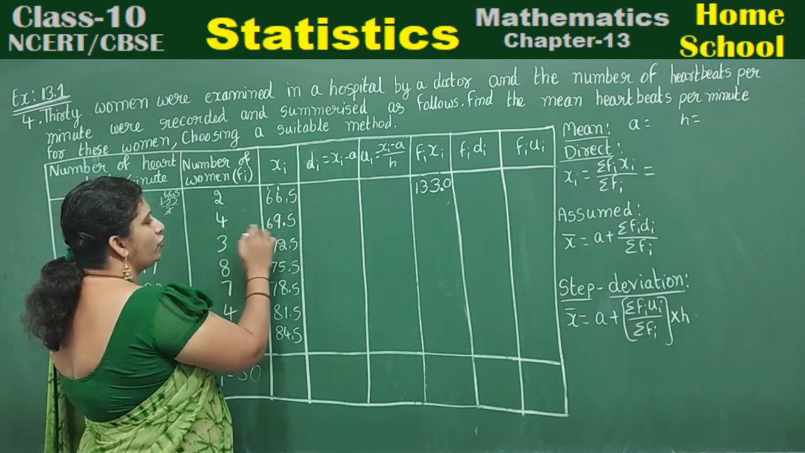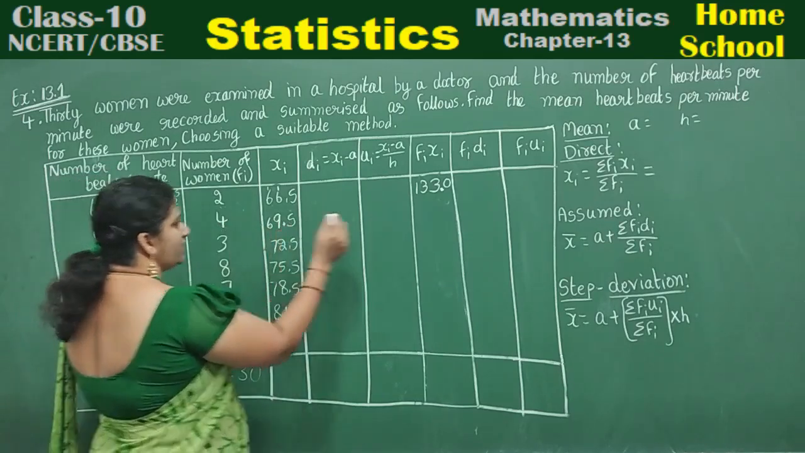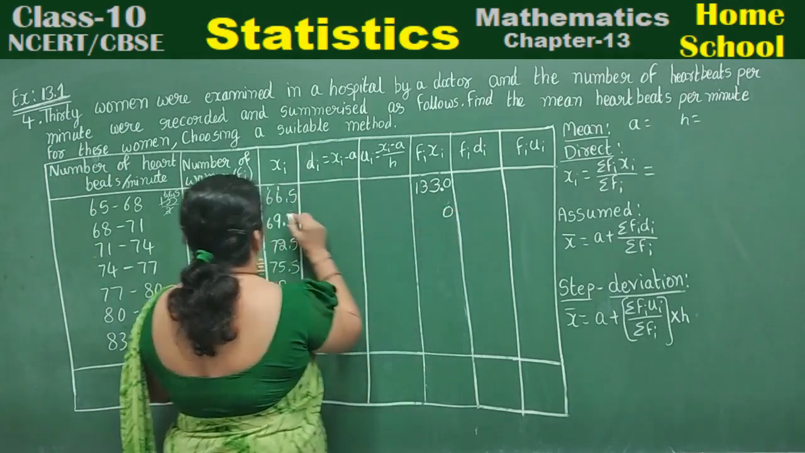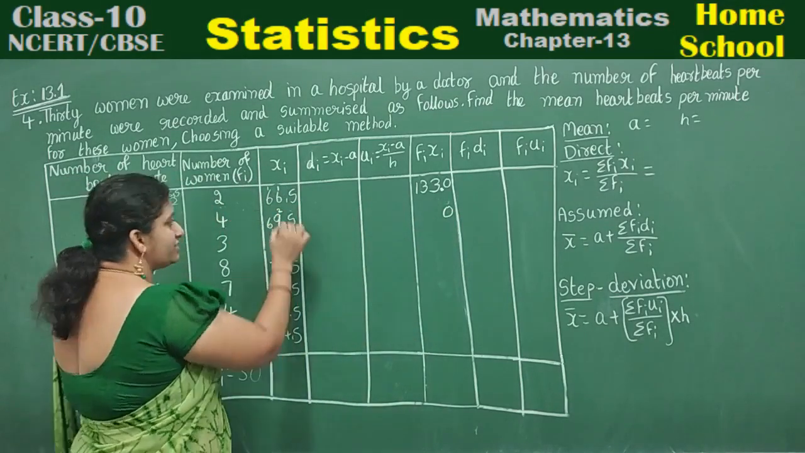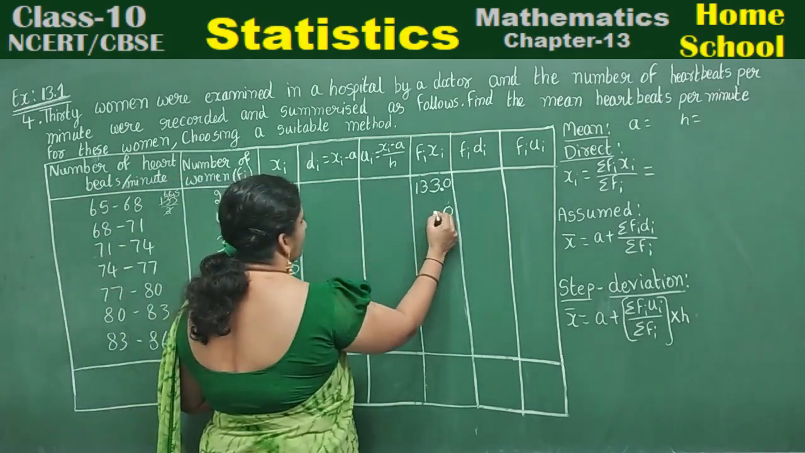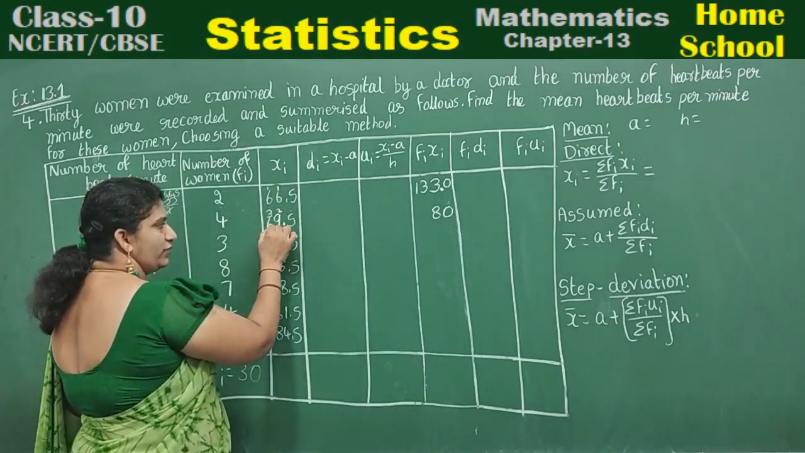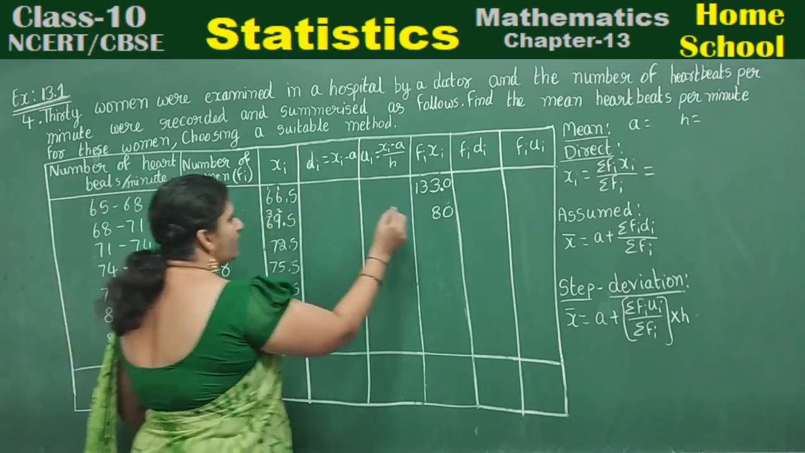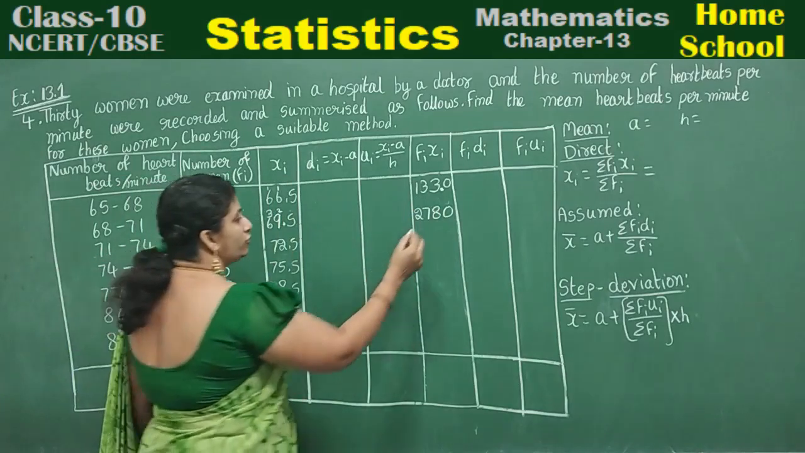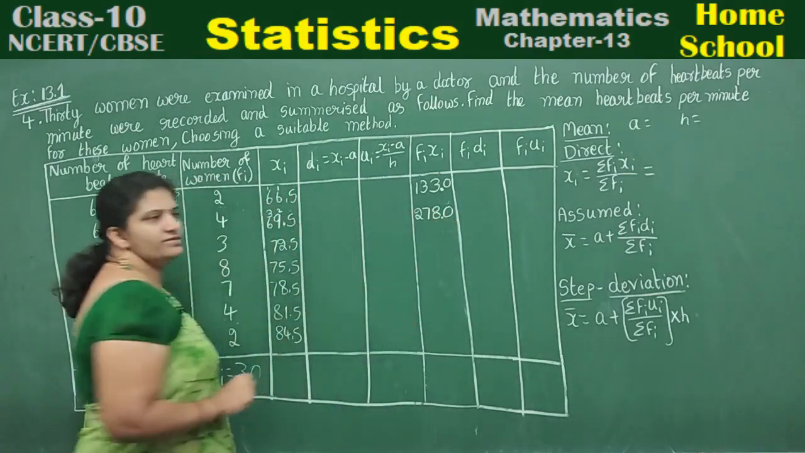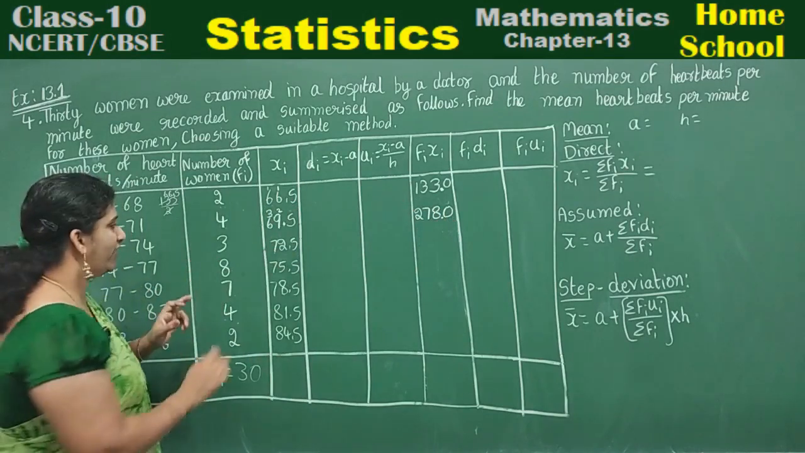Next, 4 into 69.5. 4 5s are 20. 2 here. 4 9s are 36. 36 plus 2, 38. 4 6s are 24. 24 plus 3, 27. 278.0.